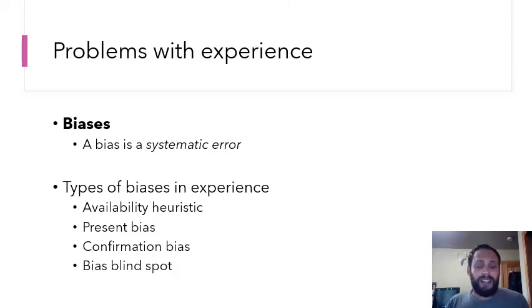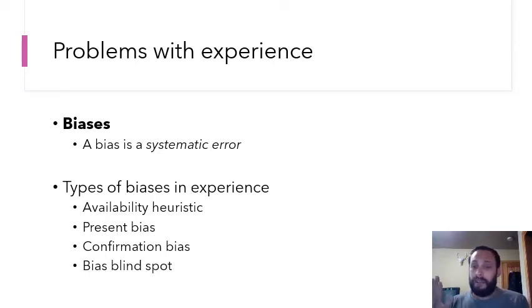Random error is actually not something that we're very worried about in research or even experience. Random error is just random error. We can't control for it. However, biases are potentially controlled for, so we can control for those. However, in experience, we can't control for a lot of these biases.